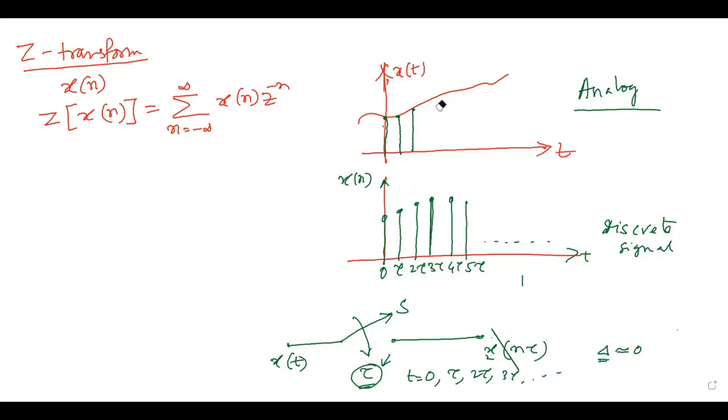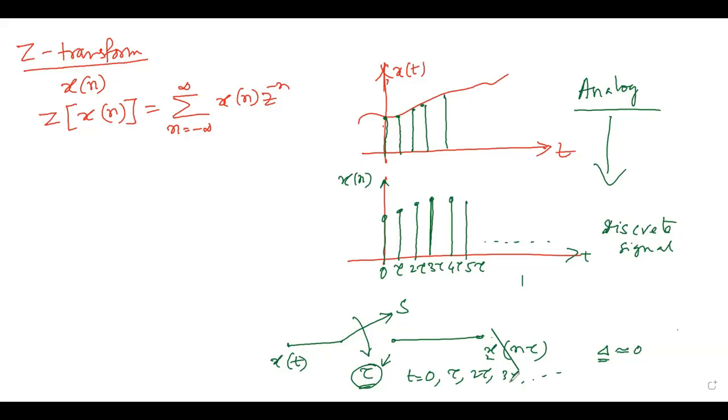Okay, it closes here, it's closing here. That means if you want to convert an analog signal into a discrete signal, you need a sampler. The sampler is generally open and it closes only at certain instants of time.